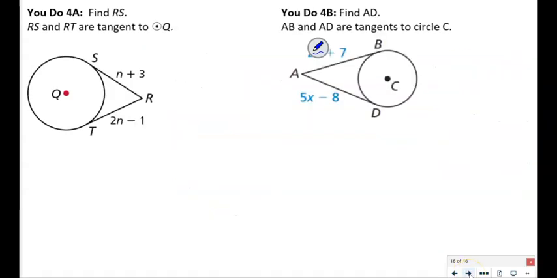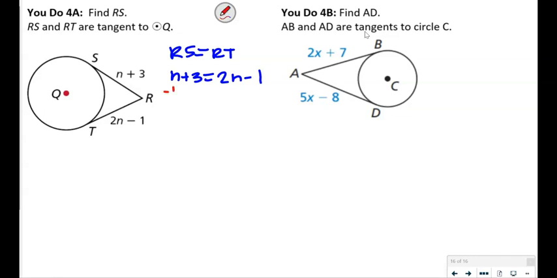All right, let's see if you guys can do these last two. Pause the video here. Come back to me when you're done with both of them. So here again, RS equals RT, right? RS is that n plus 3. RT is 2n minus 1. So I am going to once again subtract my n from both sides. That's now gone, so I have just an n over here, and I'm going to add the 1 to both sides. So n is equal to 4.